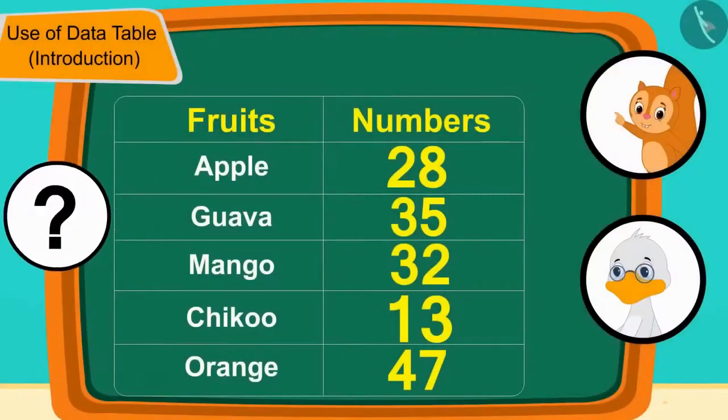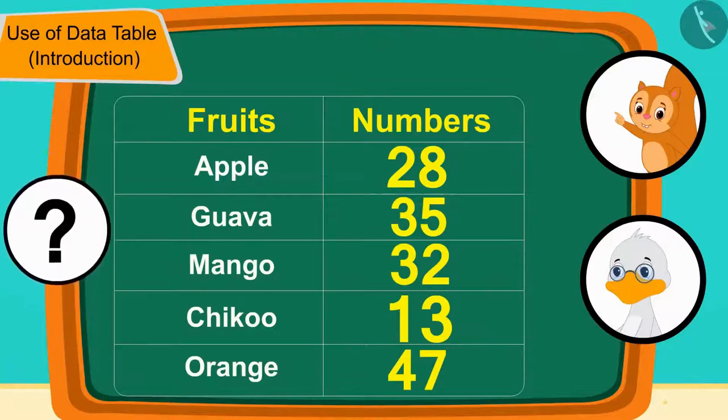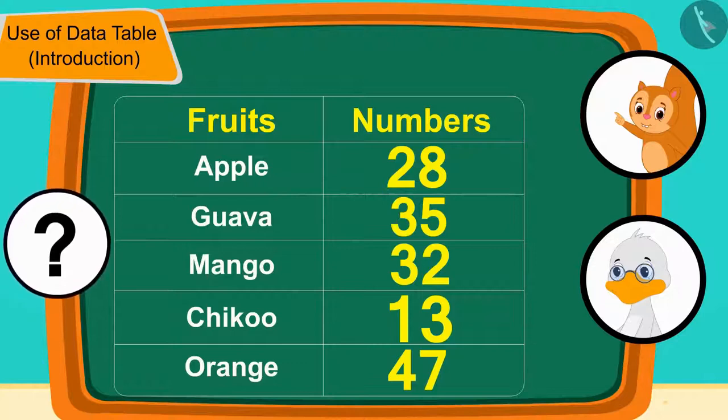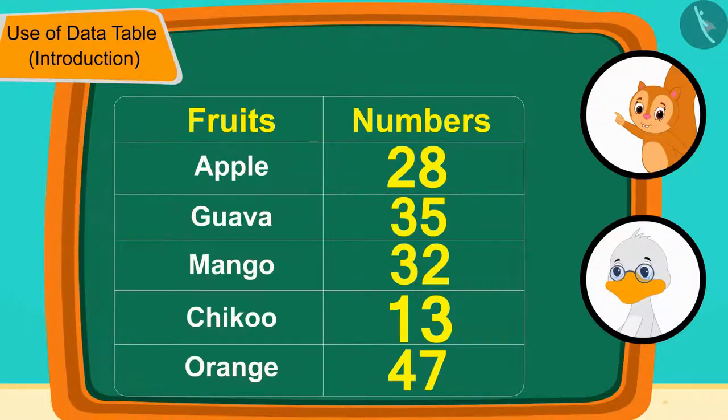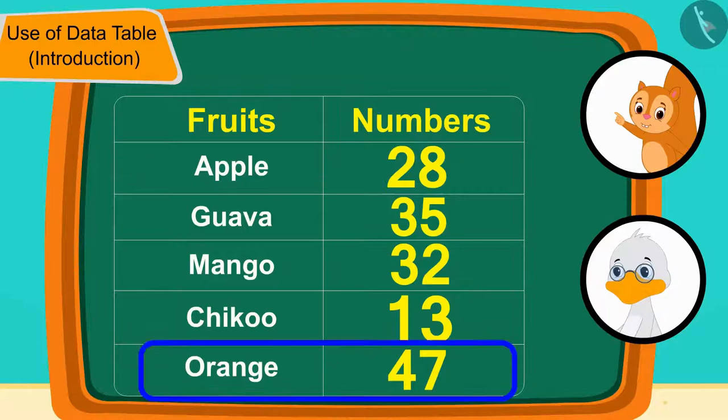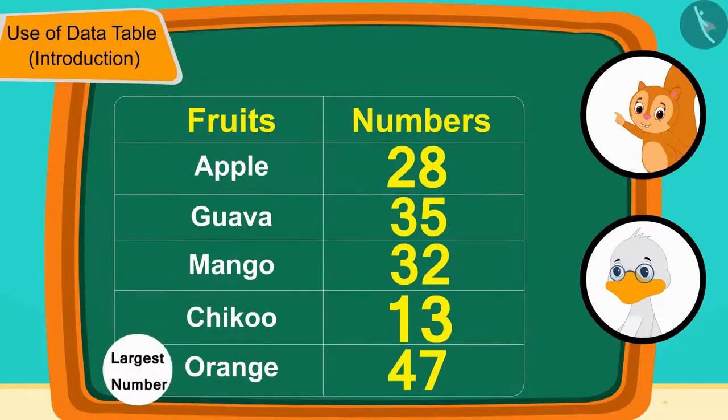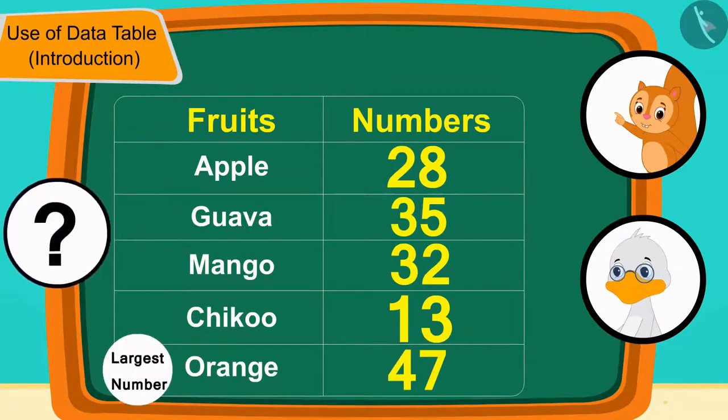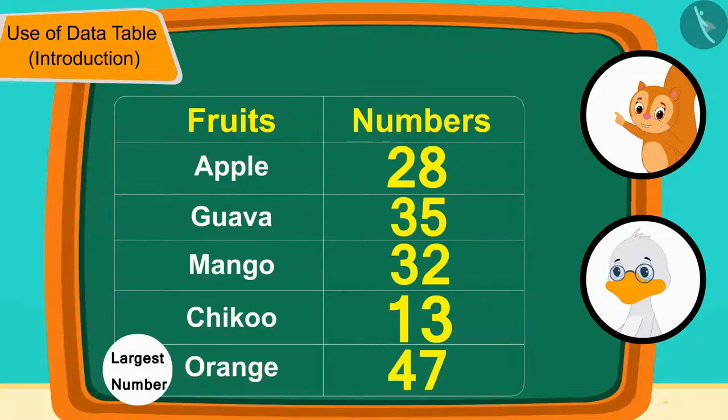Children, by looking at this table, can you tell which fruit is the largest in number? Well done! Your answer is absolutely correct. The total number of oranges, 47, is the largest. Now, can you tell which fruit is the smallest in number? Correct! Number of chikkus, 13, is the smallest number.